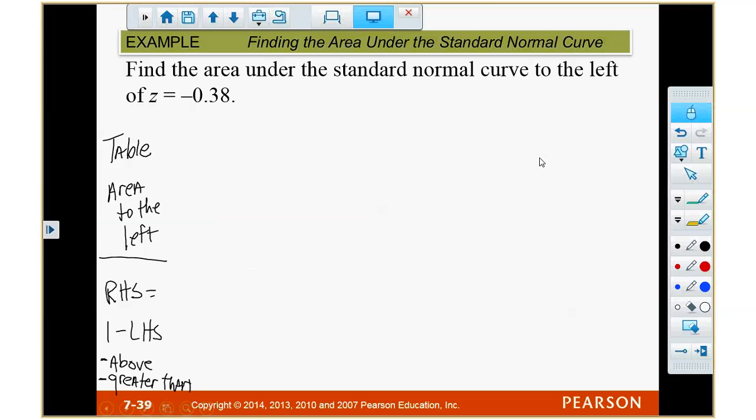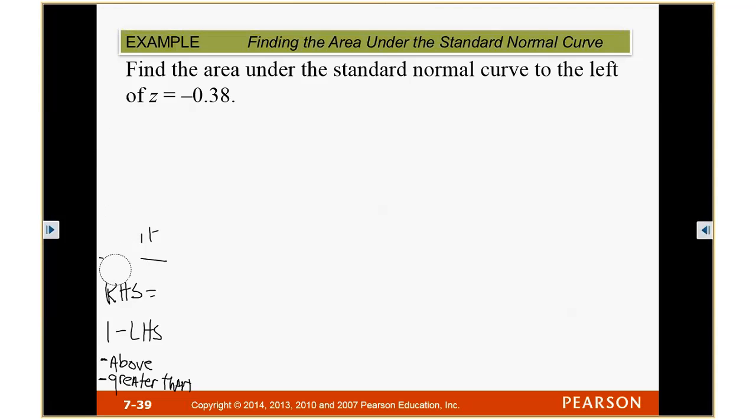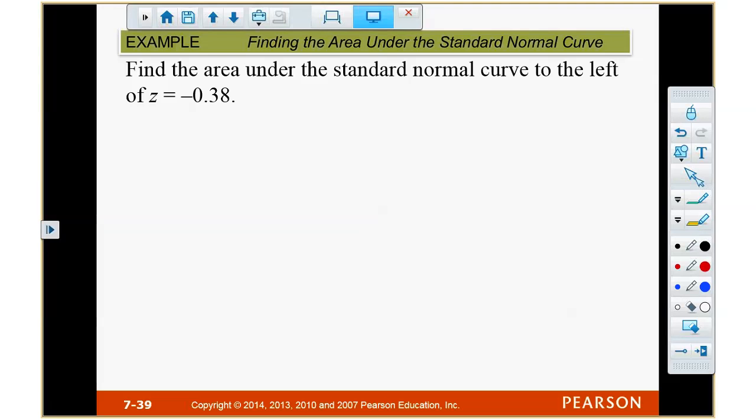Okay, here we go. Here is a problem that you would see on the test. First of all, I want you to draw a picture. That means I want you to shade in the area they tell you to shade in. And then I want you to look in the table and find it. And if you don't have a table, just sit there and meditate. I'll pull it up.